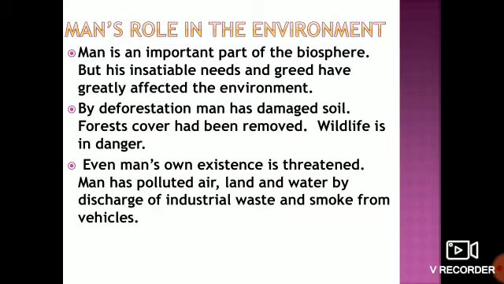Man's role in the environment. Man is a very important part of your biosphere. But his insatiable needs, meaning unsatisfied needs and greed, have greatly affected the environment. Man's needs are unlimited. He wants to fulfill every need. So the greed of man is increasing and it is greatly affecting the environment.